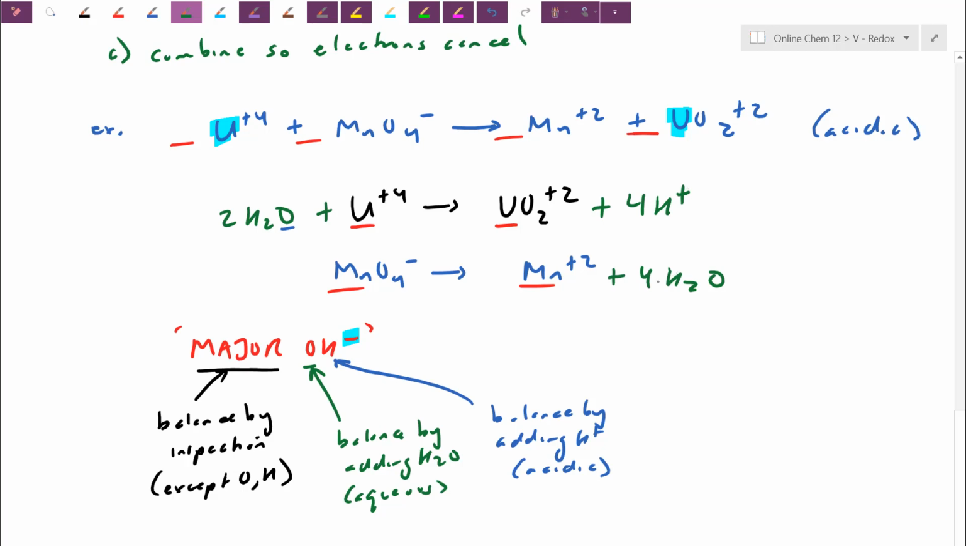Let's do the same on the bottom. We had no H's on the left. On the right-hand side, I have 4 times 2, so 8 H's. What I'm going to do is add 8 H+ to the left-hand side. It's not always going to be, oh, you added water to one side, you have to add H+ on the other side. You just want to look at what the half equation is. At this point, you can do a check for yourself. All the number of atoms should be accounted for.